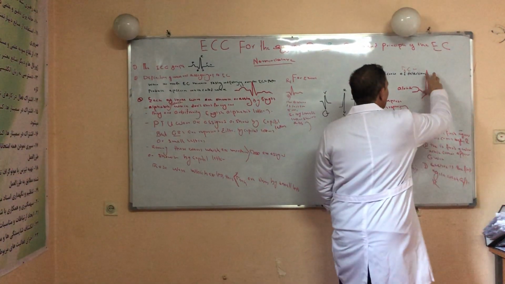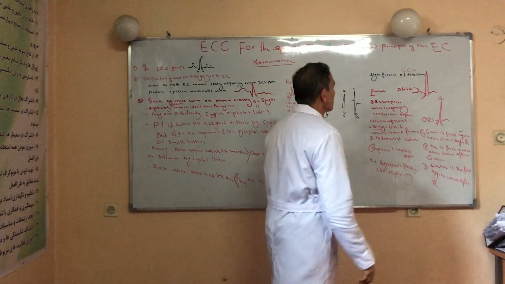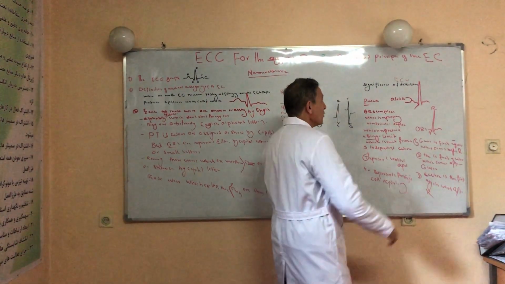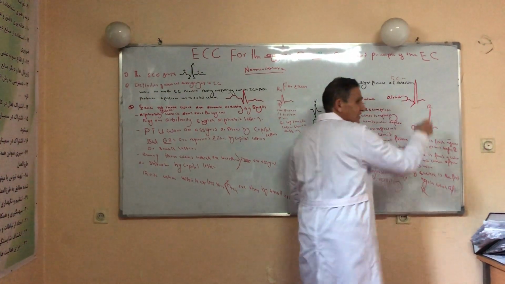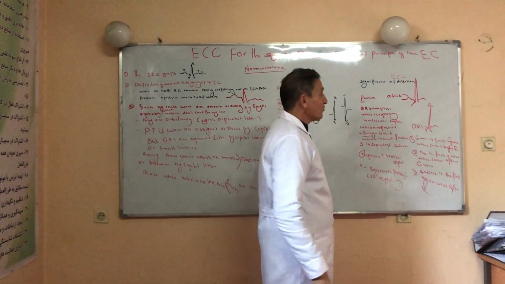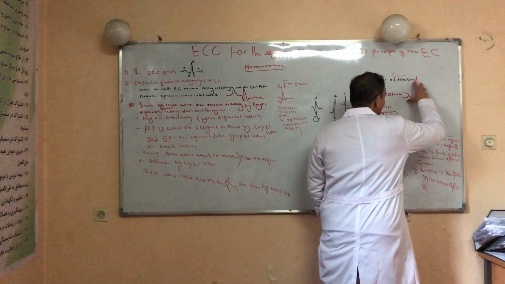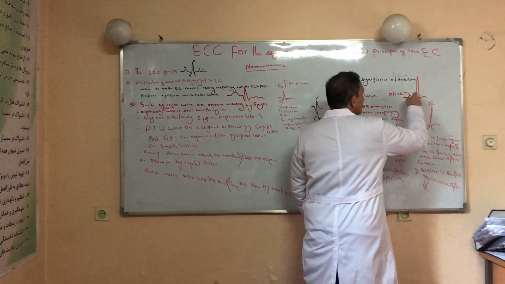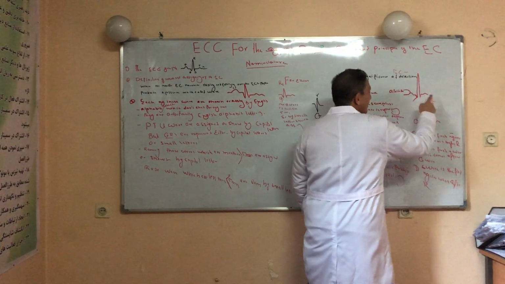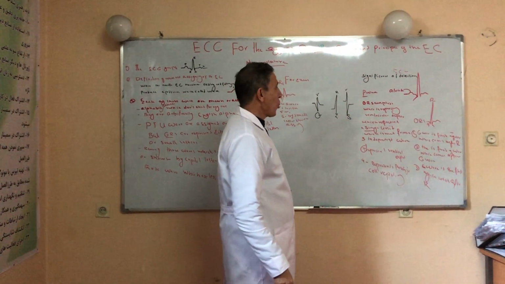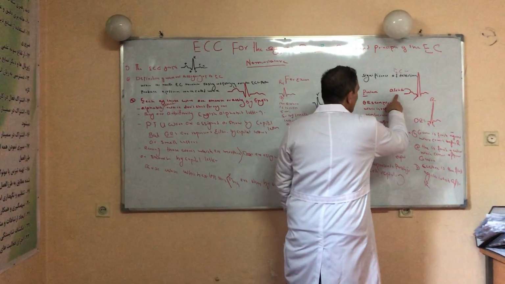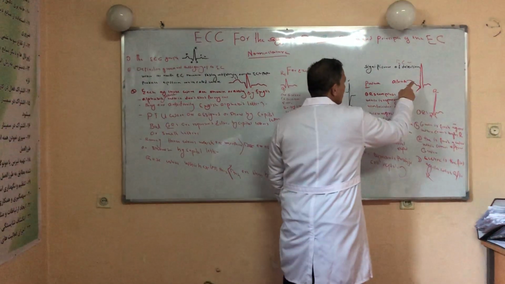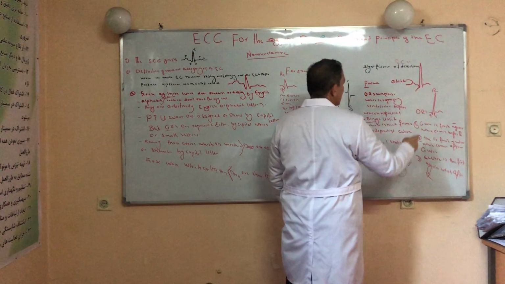After the P wave, you come to the QRS complex. This QRS complex represents ventricular depolarization. It is presented as a single unit, but actually it is made from three separate waves. The first is the Q wave, the second is the R wave, and the third is the S wave. The atrial depolarization is represented by the P wave.